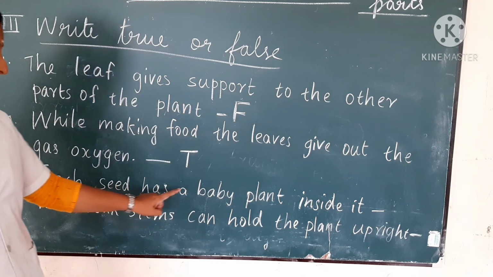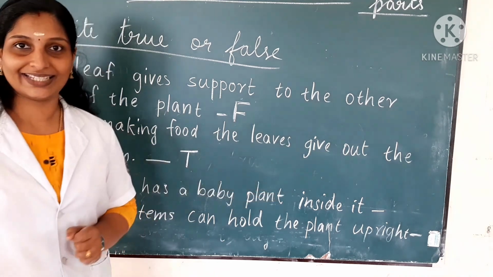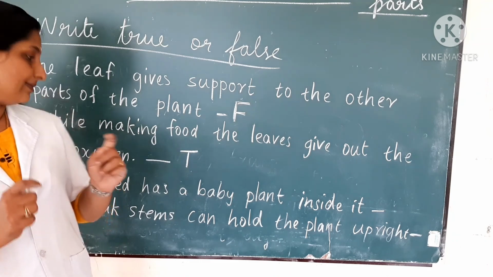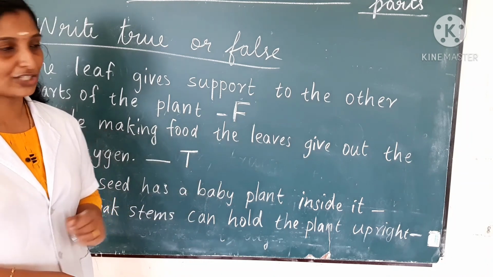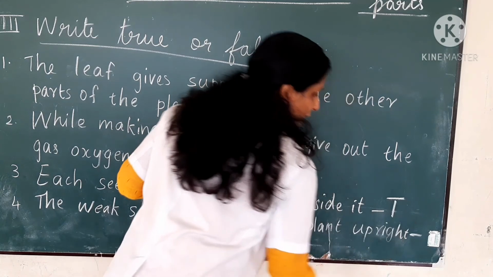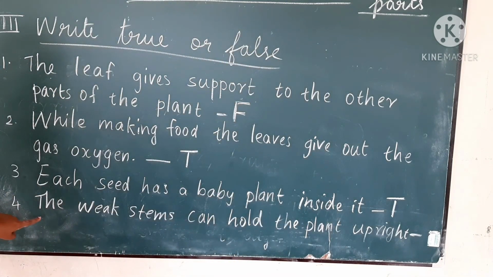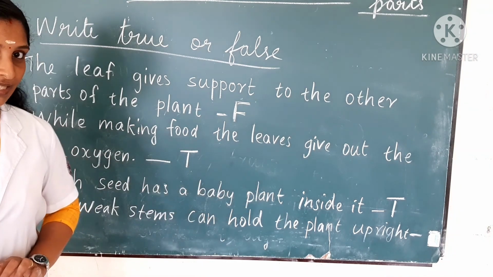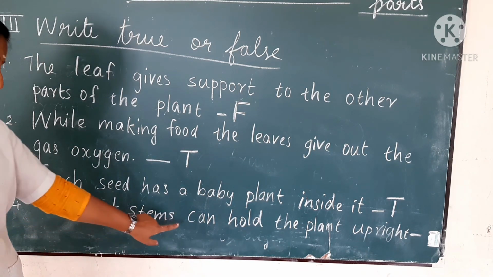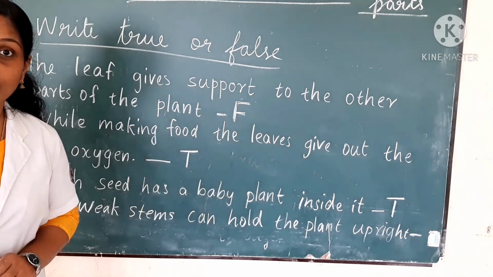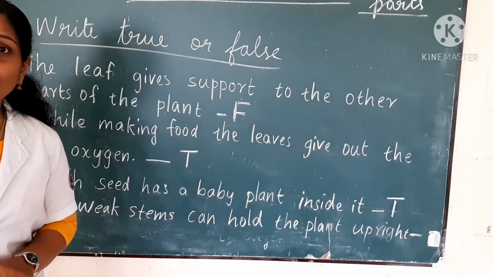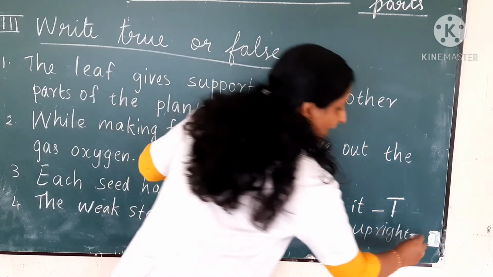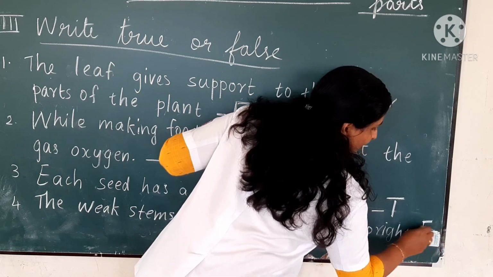Each seed has a baby plant inside it. Is it true or false? Yes, each seed has a baby plant inside it. So you have to write T. T for true. Then the last question, the weak stems can hold the plant upright. Once again, the weak stems can hold the plant upright. Can the weak stem hold the plant upright? No. So the statement is false. You have to write F. F for false.